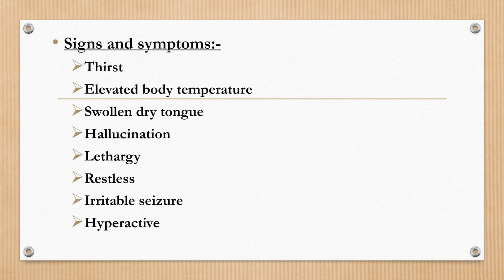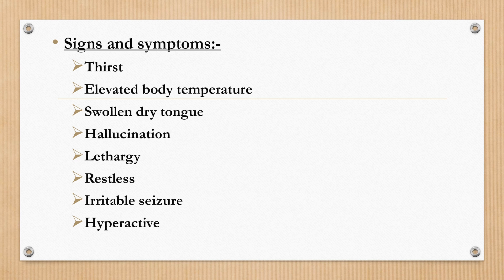Then, if the patient has hypernatremia, what are the clinical manifestations we can see? The patient is visibly with more thirst and elevated body temperature, swollen dry tongue, hallucination, lethargy, restlessness, irritable seizure, and hyperactive. As you know these terms, thirst means patients always feel of having fluid. Then body temperature will be increased. Then the tongue looks swollen as well as it is dry.